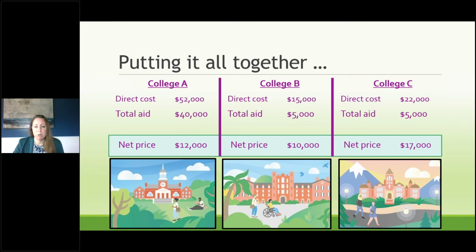And then, a middle of the road direct cost at $22,000. Again, the student's really only being offered $5,000 of total aid. So, you know, not a whole lot of financial aid versus the amount of direct costs that are there for the students. That student would need to come up with $17,000 out of pocket.